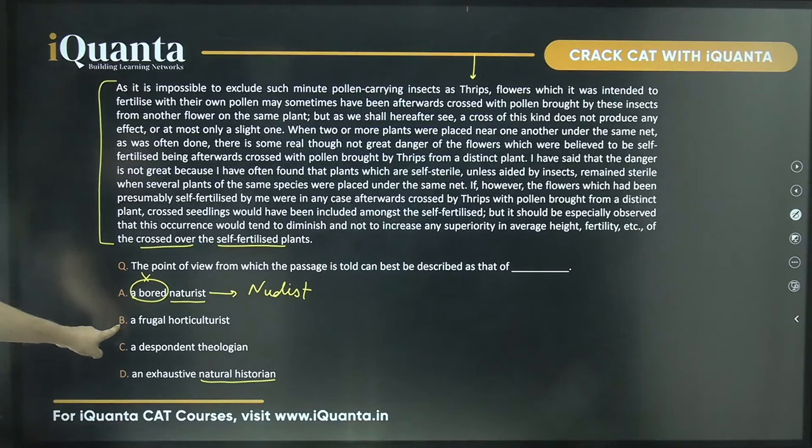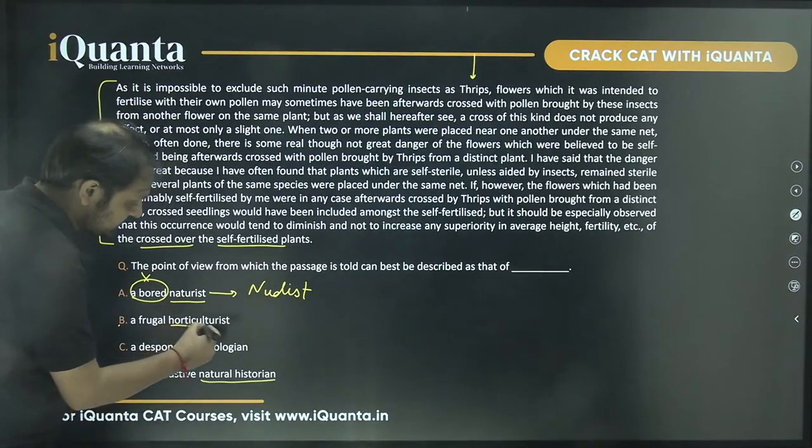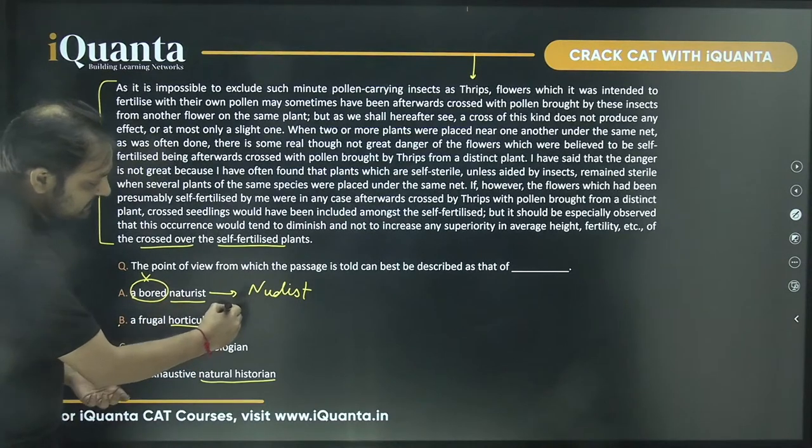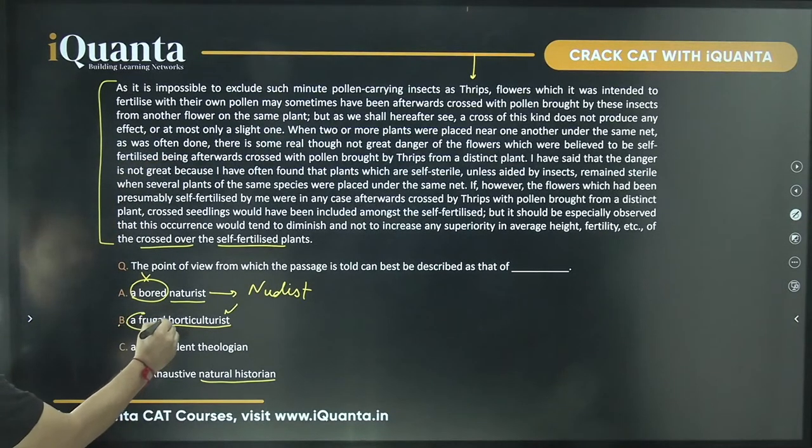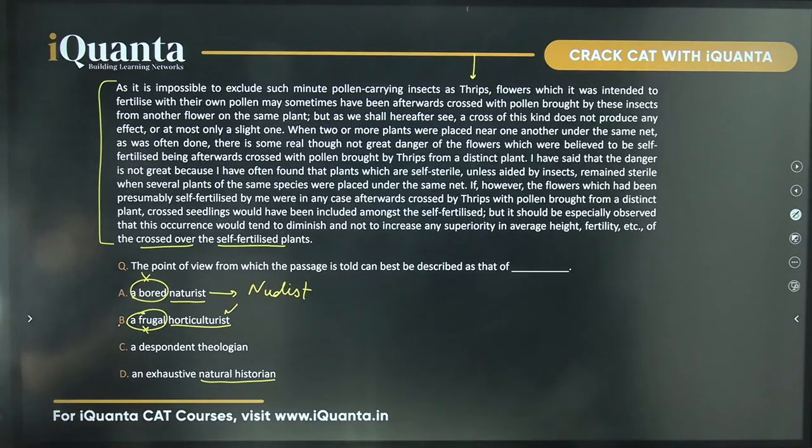And B calls him frugal. So horticulturist could have been okay. You can call this kind of author a horticulturist, but why are you calling him a frugal horticulturist? Who is frugal? So frugal is a person who doesn't want to spend much money. That kind of person is called frugal. Miserly person is called frugal. Now here there is no reason to call him frugal. Either you take the sense of money or you take the sense of using words. So the author has used a lot of words to describe whatever he is trying to describe. So even in that sense, it does not make any sense to call him frugal. So calling frugal to this kind of author is not a good idea.